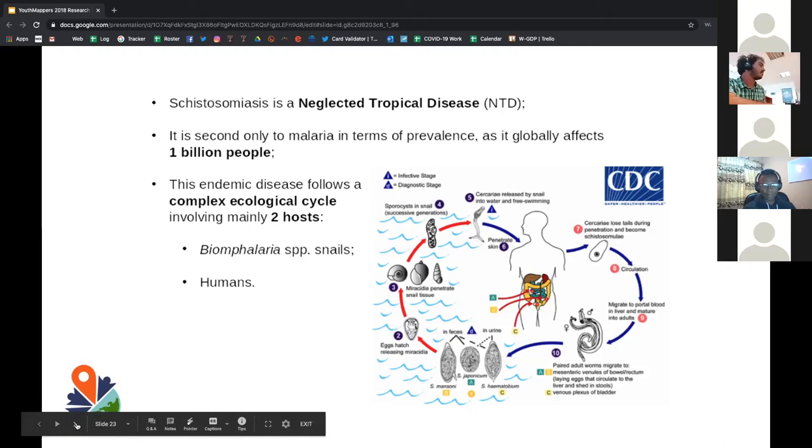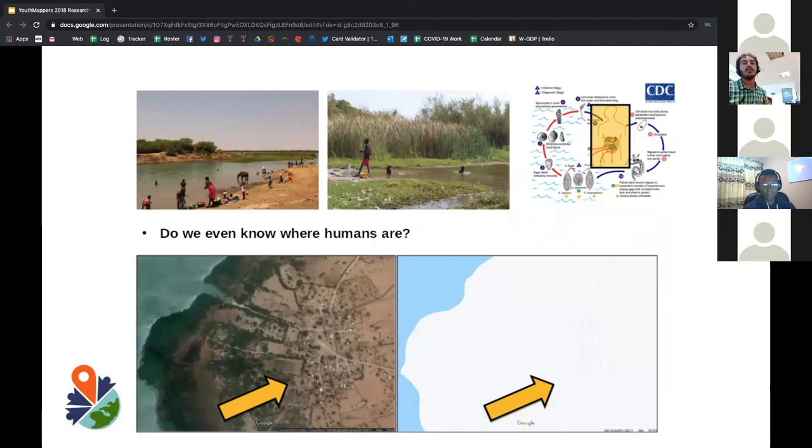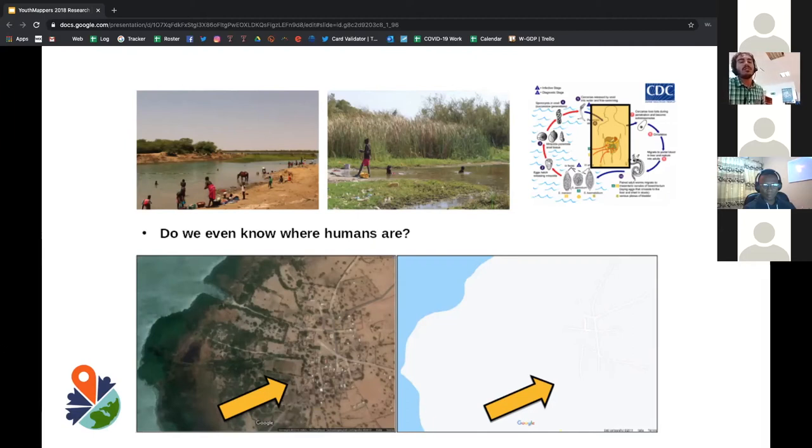So this problem is twofold, because we can think about humans. And so, you see, if we don't know where humans are living, I mean, in terms of mapping of villages, we cannot help anybody in rescuing them from this disease. And also, we cannot do capacity building with the local population and let them know about the risks of this disease. Next slide.